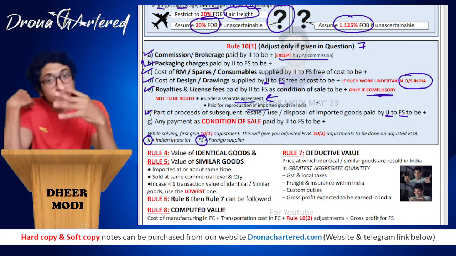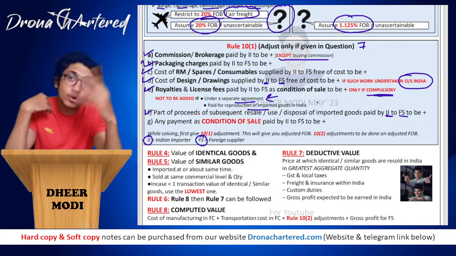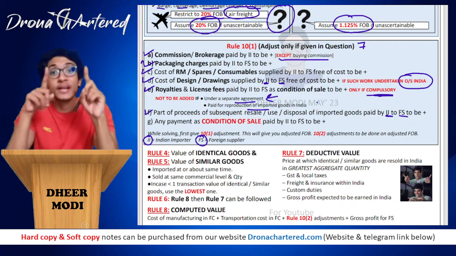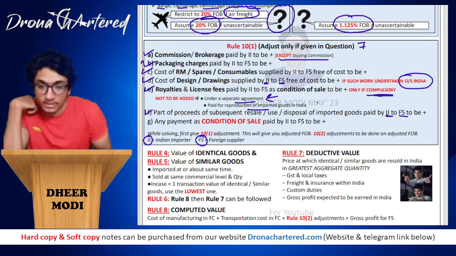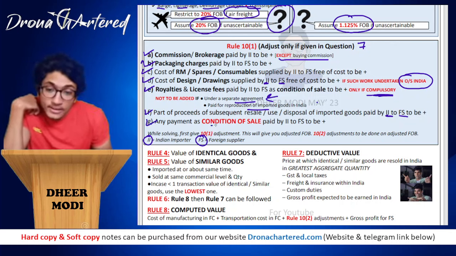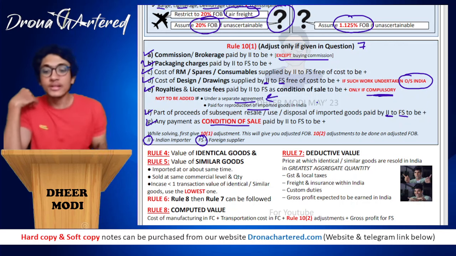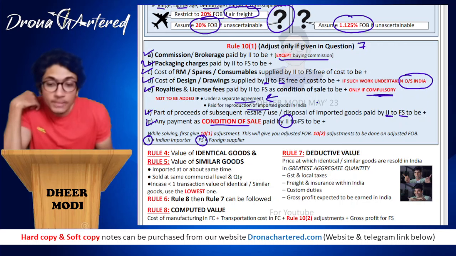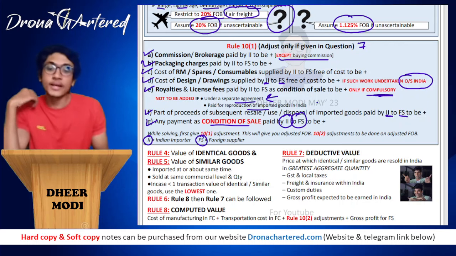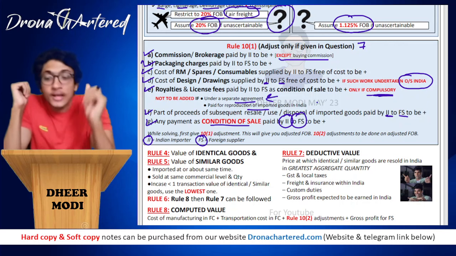So therefore, this payment also has to be added. This 1 lakh will also be added to the transaction value of 10 lakh and it will come to 11 lakh. Next, any payment as a condition of sale. Condition of sale means which is compulsory to effect the sale, paid by your Indian importer to the foreign supplier, has to be added. So these are your 7 adjustments.